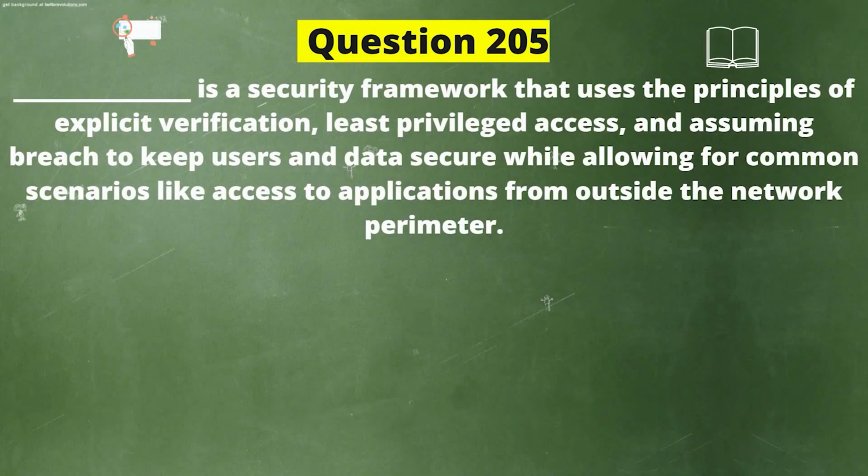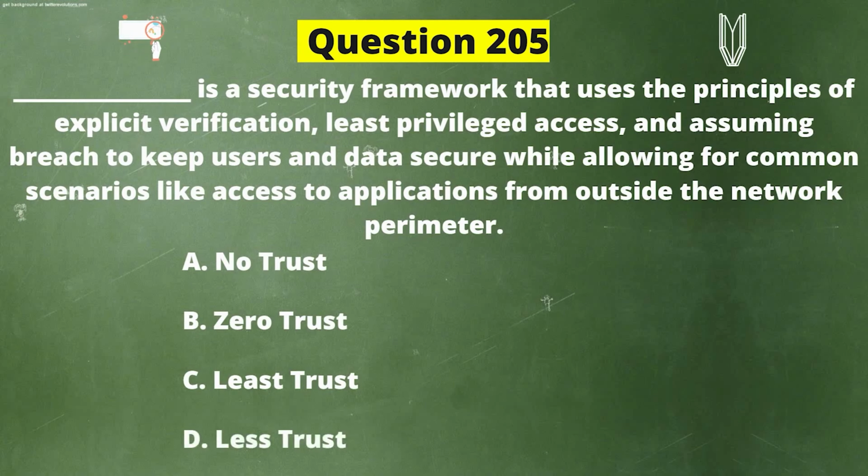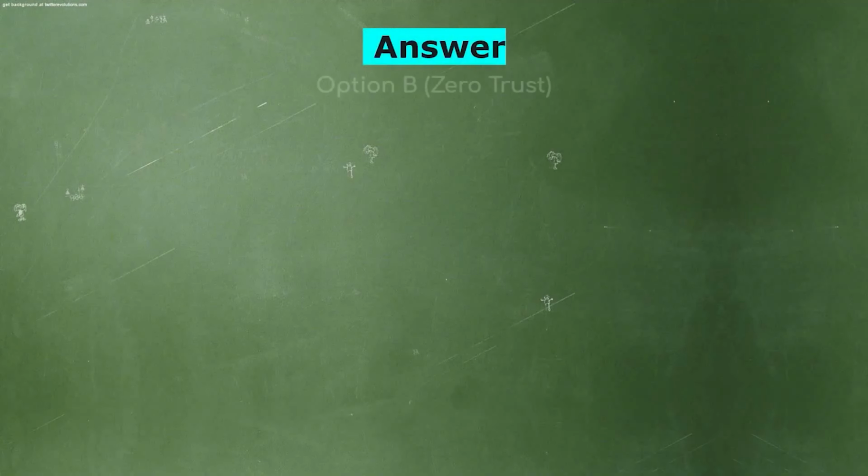Next question. Dash is a security framework that uses the principles of explicit verification, least privileged access, and assuming breach to keep users and data secure, while allowing for common scenarios like access to applications from outside the network perimeter. And the options are A. No trust, B. Zero trust, C. least trust, D. less trust. And the correct answer is option B.